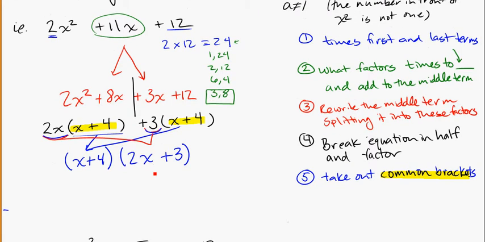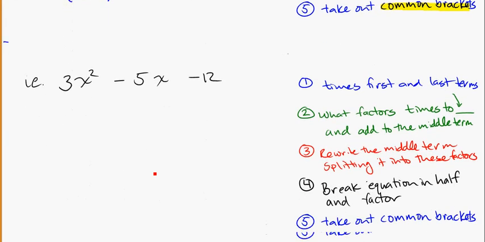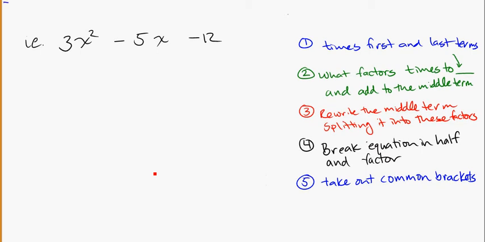So let's take a look at another example. I've written out the instructions for us again there. And in this case, we're looking at the example of 3x squared minus 5x minus 12. First step, again, times the first and the last terms. And watch the signs. So what's 3 times negative 12? In this case, we get negative 36. And I want to think of things now, factors, that will times to negative 36, but add to negative 5.